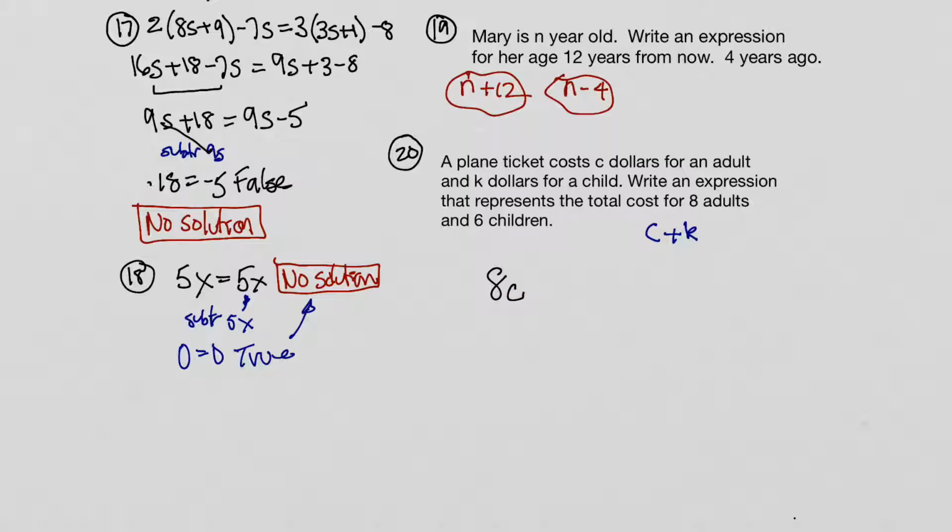So you have 8 of those adult tickets. But you want the total. So we're going to add to that the total of those child tickets. And there's 6 children. So we're going to have, let's write it here, 6 times K, 6 of those child tickets. So what we've written here is an expression that represents the total cost of 8 adults and 6 children.